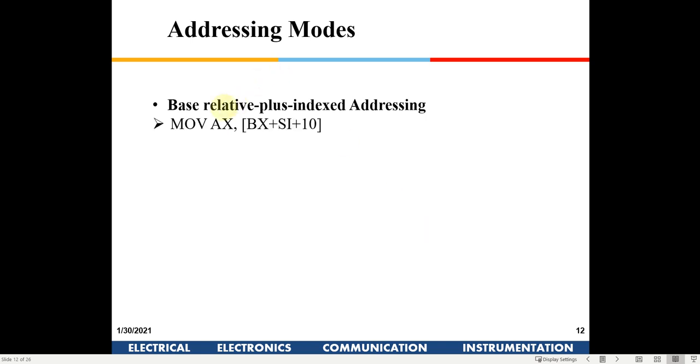There are others also, base relative plus index register addressing. Here you can do these kinds of operations, move operations also, where the offset calculation will be done based on whatever you give within the square brackets. Now there is something called scaled index addressing, which is not possible in 8086, but in 80386 it's possible. These are the addressing modes.